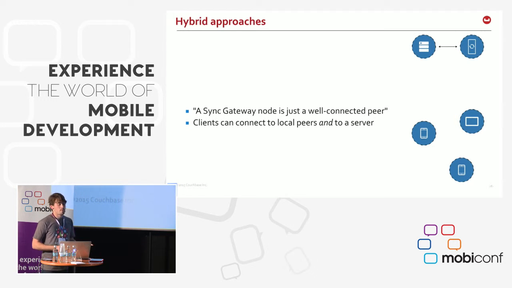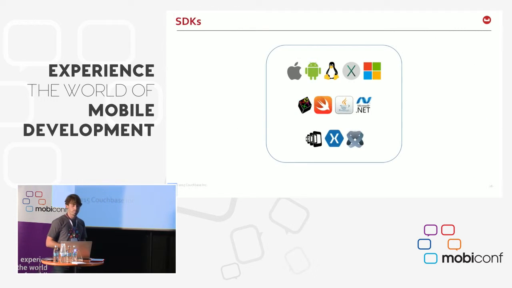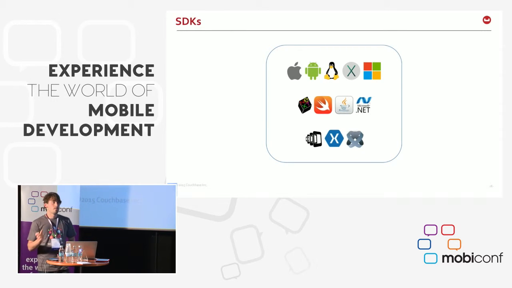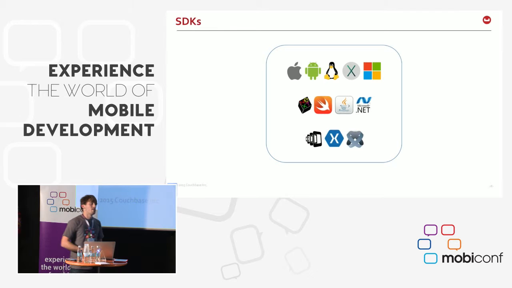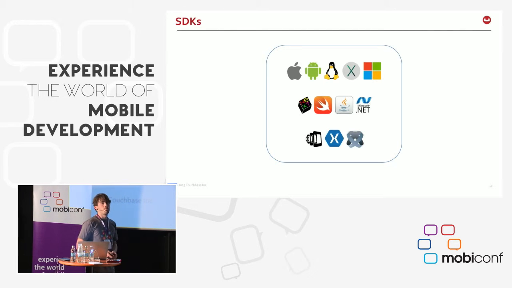So to wrap up the demo, really what I wanted to show here was that the Sync Gateway node is just a well-connected peer. And if you had, again, clients connected to a master client and then that connecting to Sync Gateway, that could work. In terms of SDKs, obviously we have Android, but it's split into pure Java and then Android. So if you want to build anything that runs on the JVM, you can use Couchbase Lite.